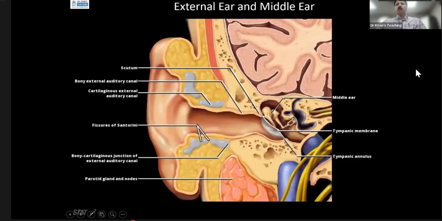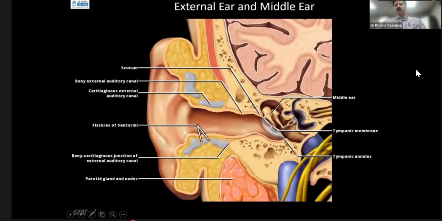I showed candidate 1 this thing. This part here, where I am pointing, is known as Prussak's space. And there are 2 types of cholesteatomas. One of them is known as pars flaccida cholesteatoma, which is the most common site. The cholesteatomas occur at this site and they cause erosion of this scutum. So that is one of the key things to remember.